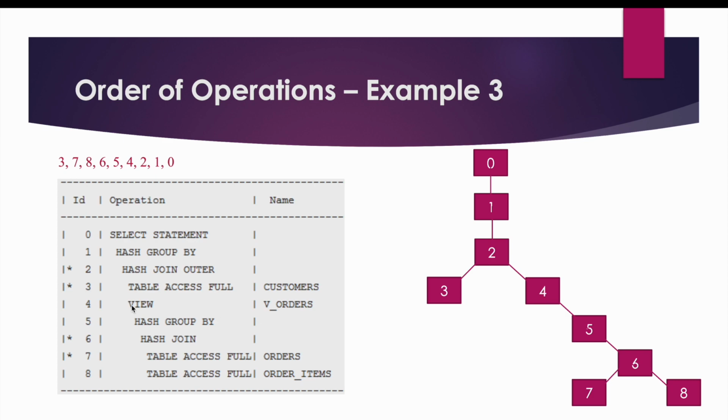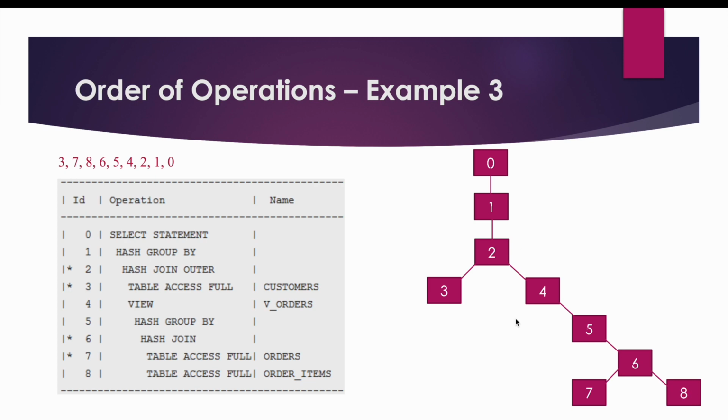Now operation number 4 is the parent, and it has one child, that is operation number 5. So we have written 5 below operation number 4. Similarly, operation number 5 is the parent, and it has one child, that is operation number 6. So we have written 6 below operation number 5. Now operation 6 has two children, that is 7 and 8. Now since 7 is on the top and 8 is on the bottom, we have written operation number 7 on the left side and operation number 8 on the right side.